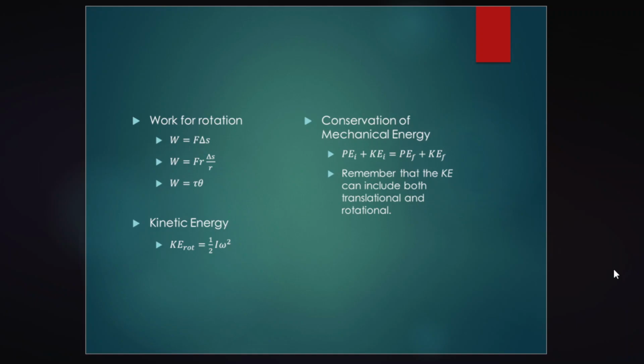If you actually want to figure out work for rotation, that's basically your torque times your angular displacement. So how much of that circle did you rotate the thing? That will give you the work. You also have rotational kinetic energy. That one is, instead of 1/2 mv squared, it's 1/2 I, for moment of inertia, times the angular speed squared.